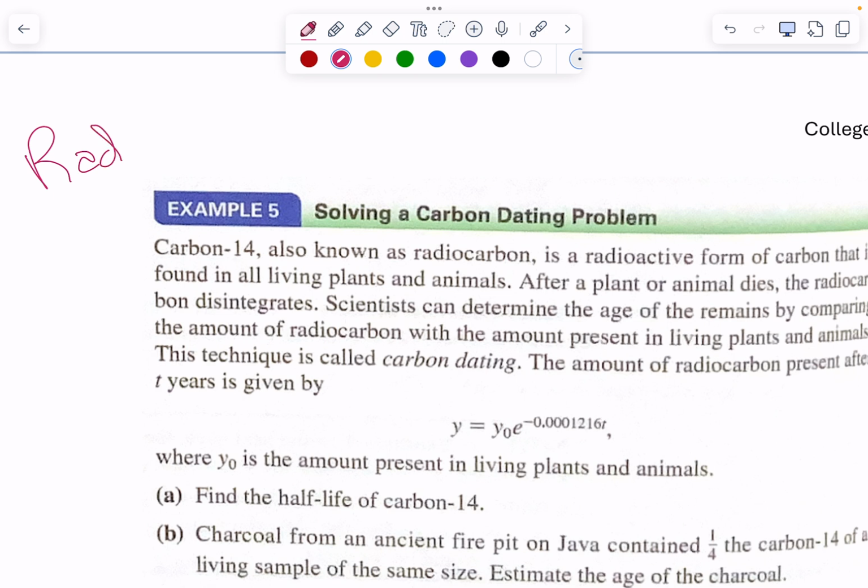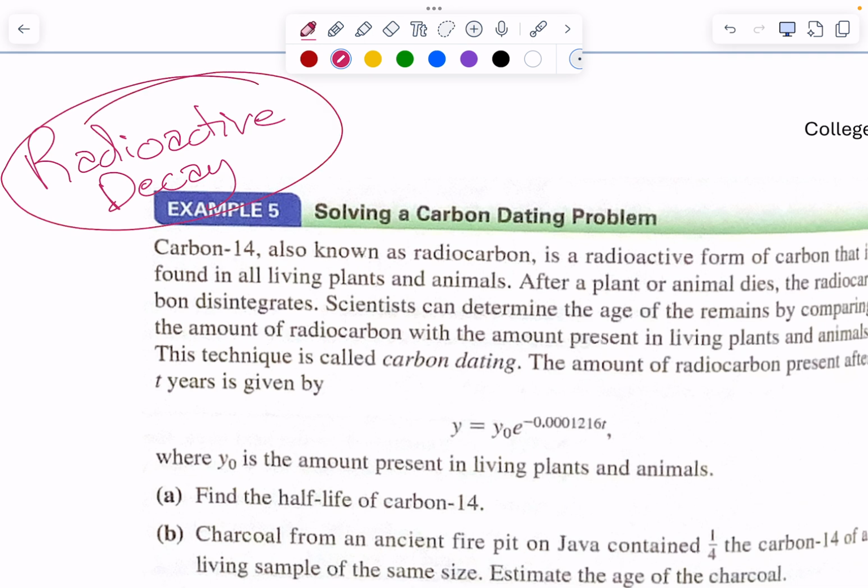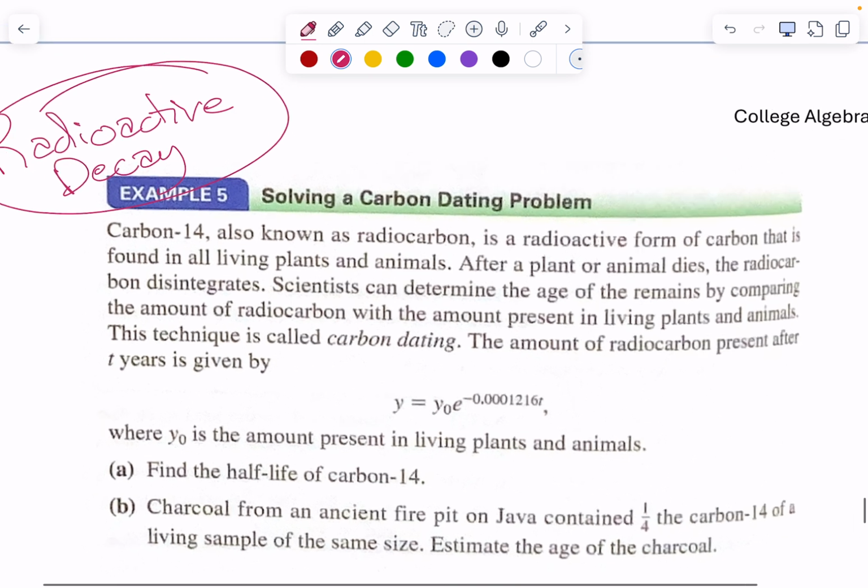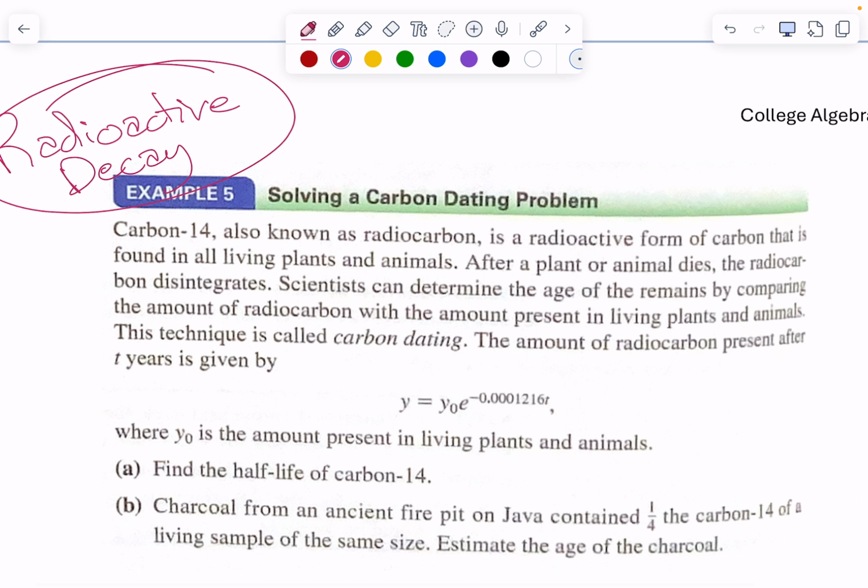Radioactive decay. So if they ask for a question on radioactive decay, refer back to example 5. Carbon 14, also known as radiocarbon, is a radioactive form of carbon that is found in all living plants and animals. After a plant or animal dies, the radiocarbon disintegrates. Scientists can determine the age of remains by comparing the amount of radiocarbon with the amount present in living plants and animals. This technique is called carbon dating.